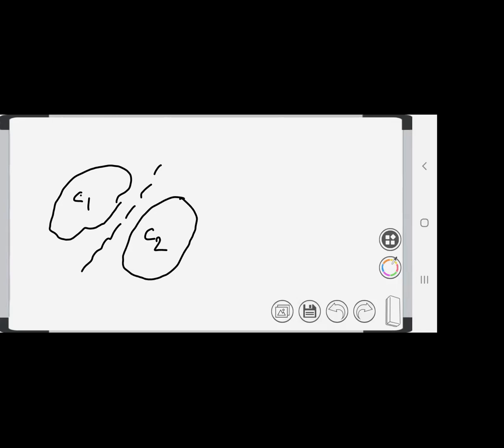Okay. Now something like this. Suppose I have a class C1, and this is the decision boundary, and this is my C2. And this is for linearly separable patterns.